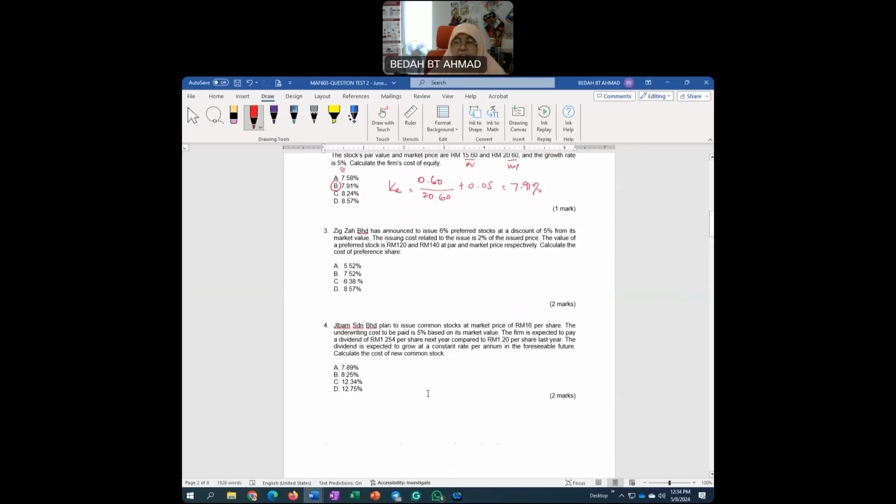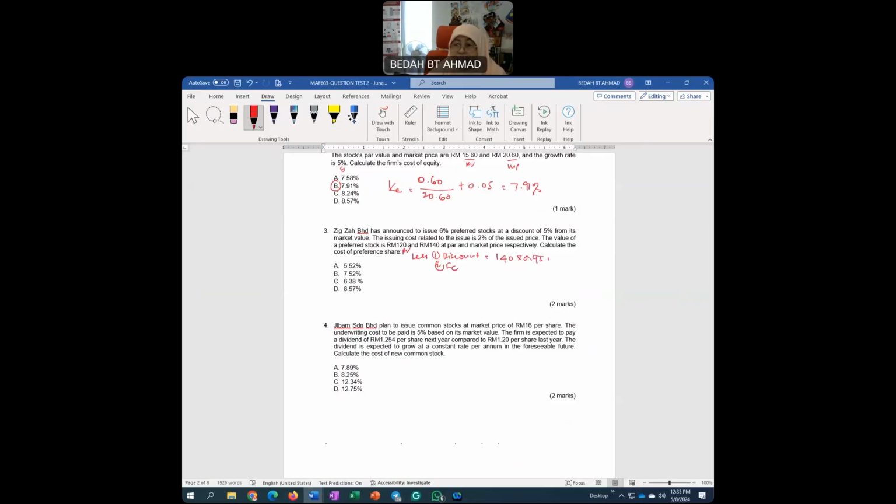Okay, question 3. Zigzag has announced to issue 6% preferred stock at a discount from its market value. So 5%. You deduct the discount first, number 1 the discount rate, and number 2, then you deduct the issue cost, or flotation cost. Here the market value of the preferred stock is 120 and 140 at par and market price respectively. So 140, and 120 is the par value. So discount first: 140 multiplied by 95%.